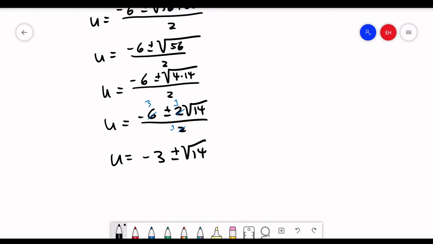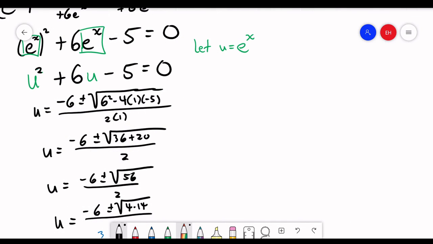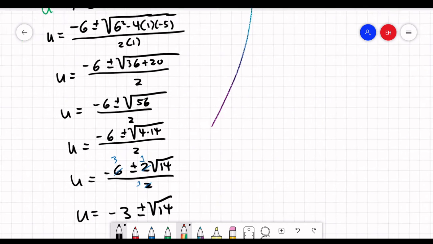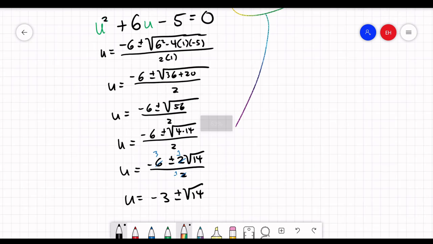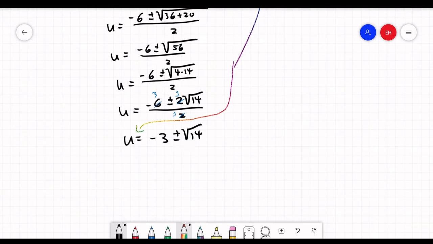But we have to be a little bit careful, because that's not the final answer. Remember, we did this substitution where we said u is equal to e to the x, but we don't want u, we want x. So at the very end here, I got to go back and put e to the x in for u and solve for my two answers.